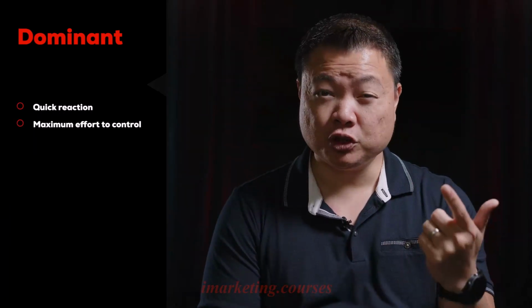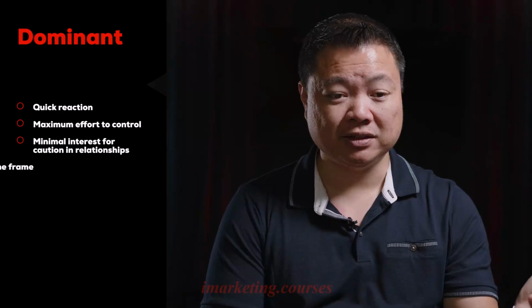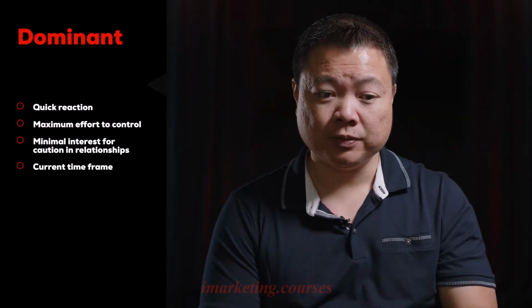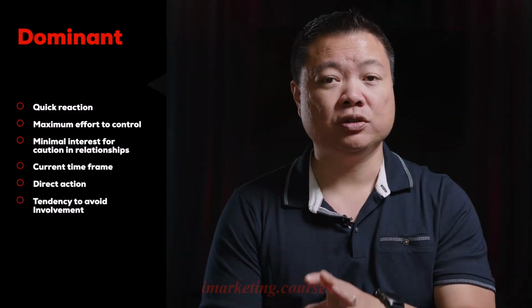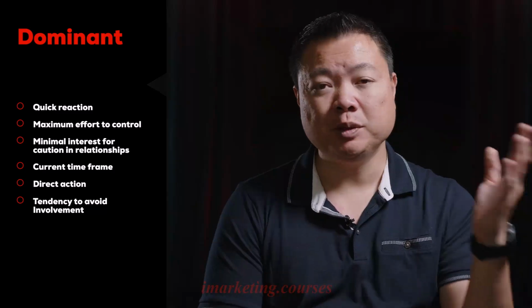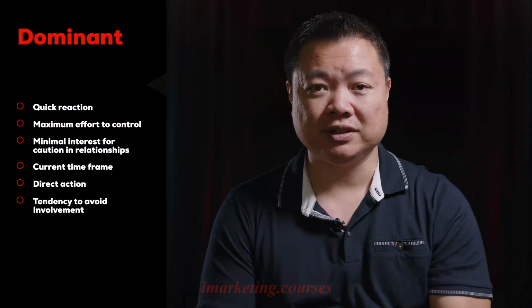Let's begin with the Ds, the dominant profiles. You can see a D because they have quick reaction, a maximum effort to control, a minimal interest for caution in relationships. They're not really concerned how other people are going to react to this. They're going to operate in a current time frame, what's happening in the here and now. They're motivated by direct action. And finally, there's a tendency to avoid involvement. We don't need other people here. We can handle this ourselves.